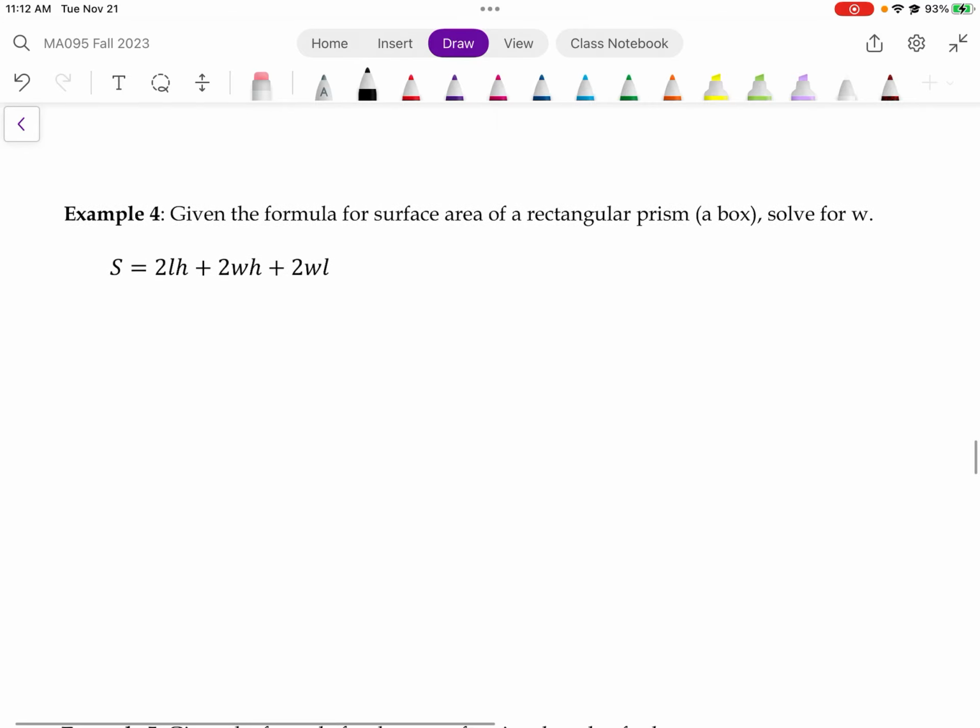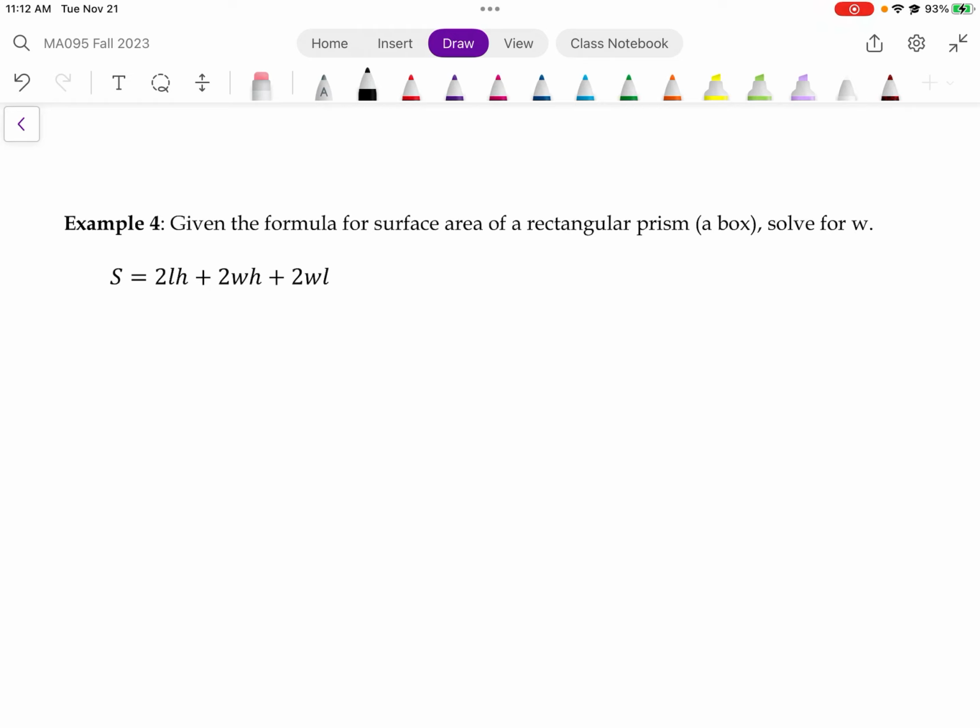Okay, moving on to example 4. Given the formula for surface area of a rectangular prism, a box, solve for W. All right, so there are two W's here, so we want to get them on one side, and then we want to factor them out. So subtract 2LH on both sides, and I'm going to have S minus 2LH equals 2WH plus 2WL.